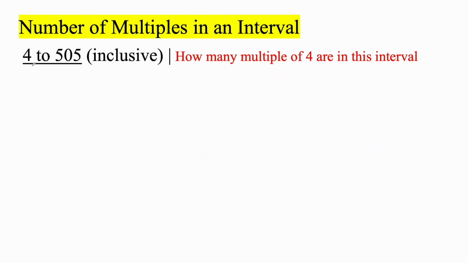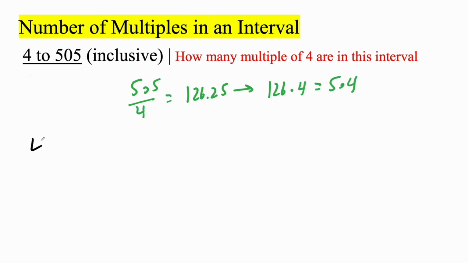Now, another example, 4 to 505. So 4 is obviously a multiple of 4. 505 is not. And at the same time, we don't know what the next number would be. So what I would do for this example is do this. 505 divided by 4. If I use a calculator, I get 126.25. And so my last number, what we're going to do is we take 126. 126 times 4 is going to give me 504. And so we're going to say from 4 to 504.